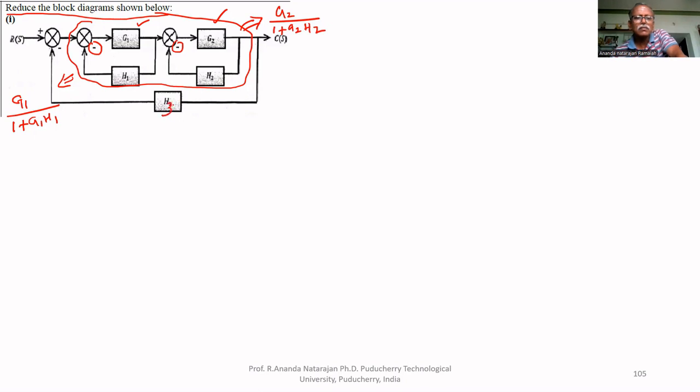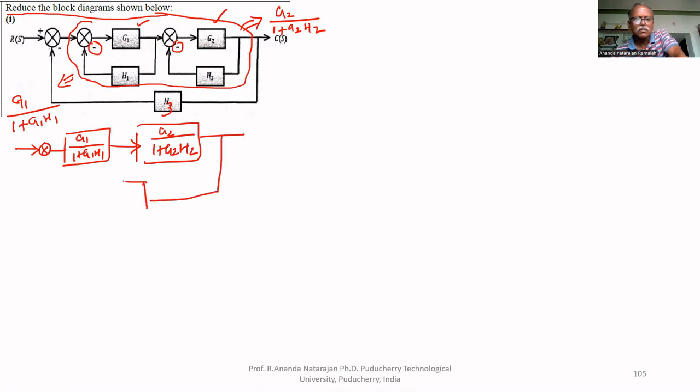This is H3. Now we have to redraw the circuit. Then this is G1 divided by 1 plus G1 H1. Second block is G2 upon 1 plus G2 H2. This is H3. Again, negative feedback. So the forward paths are these two. That's why we have to multiply these two.